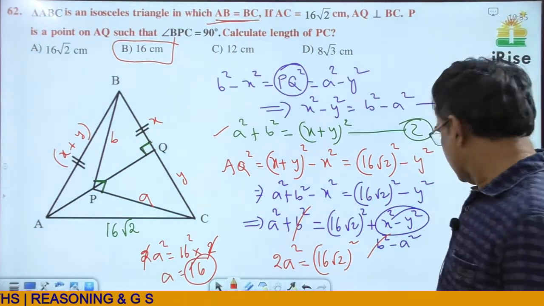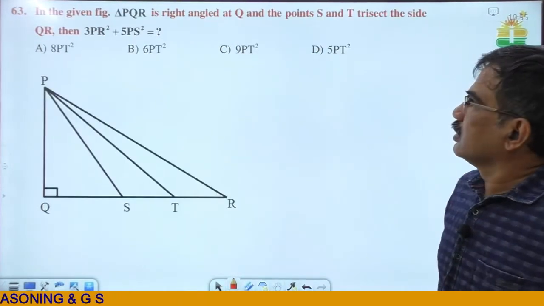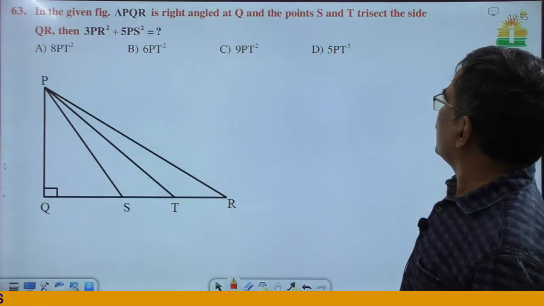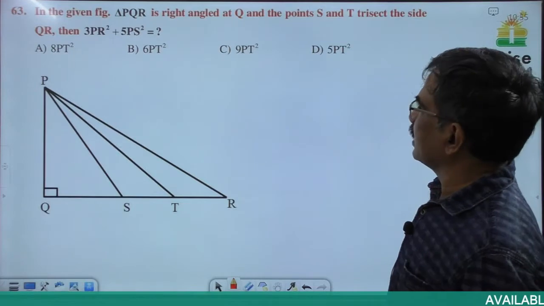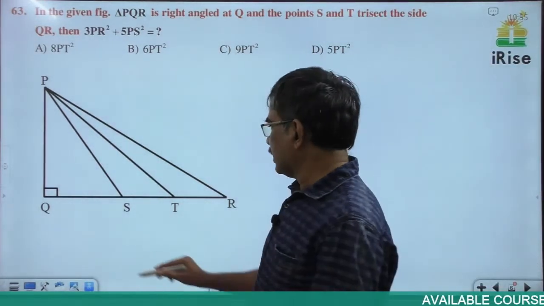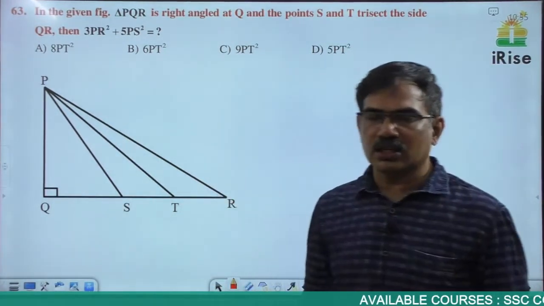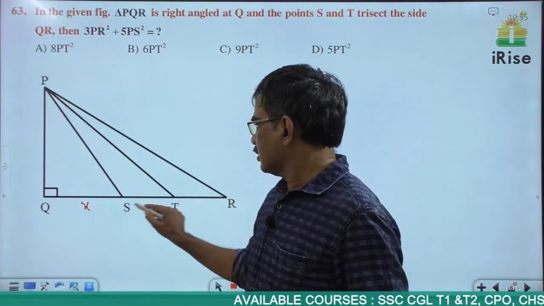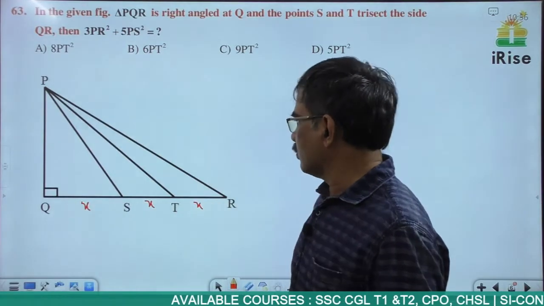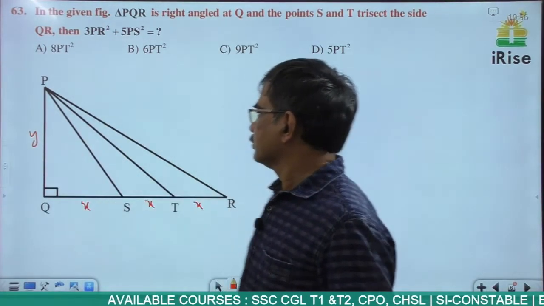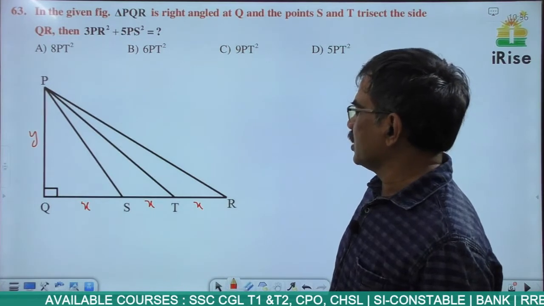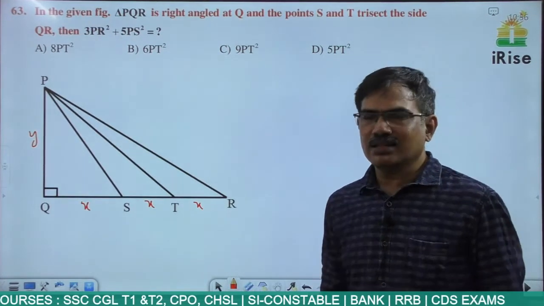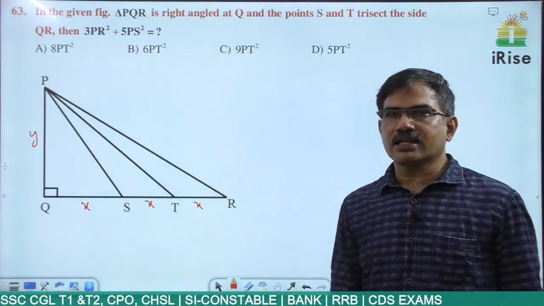Next question. In the given figure, triangle PQR is a right angle triangle at Q and points S, T trisect the side QR. The meaning of trisection is divided into 3 equal parts. Here, if this is x, this is also x. I want to consider this as y. Then what is 3PR square plus 5PS square? Actually, this depends on a right angle triangle condition.